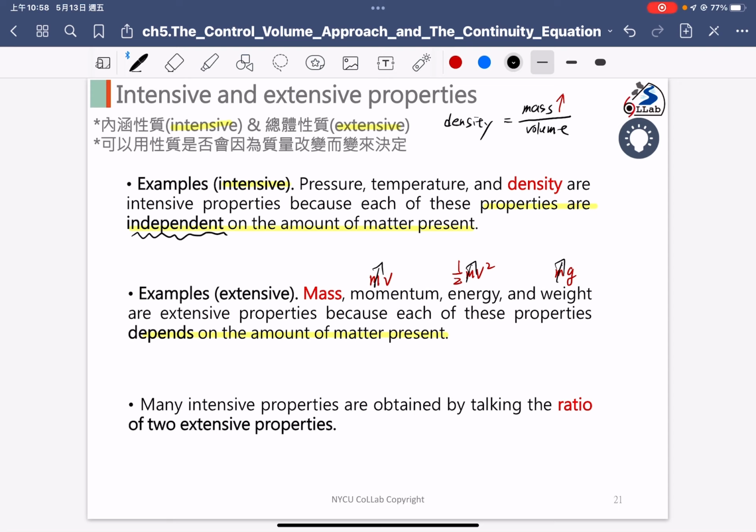So the most important thing is that you need to distinguish what is intensive and what is extensive, just based on dependent or independent. And the final point I tell you is that many intensive properties are obtained by taking the ratio of two extensive properties. So sometimes you can divide two extensive properties to create an intensive one.